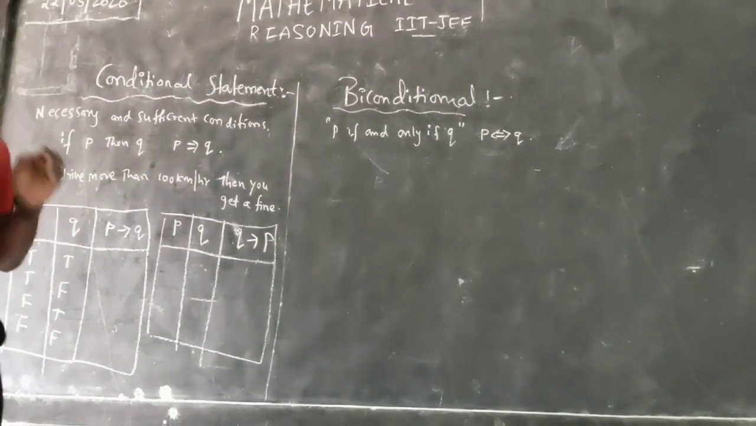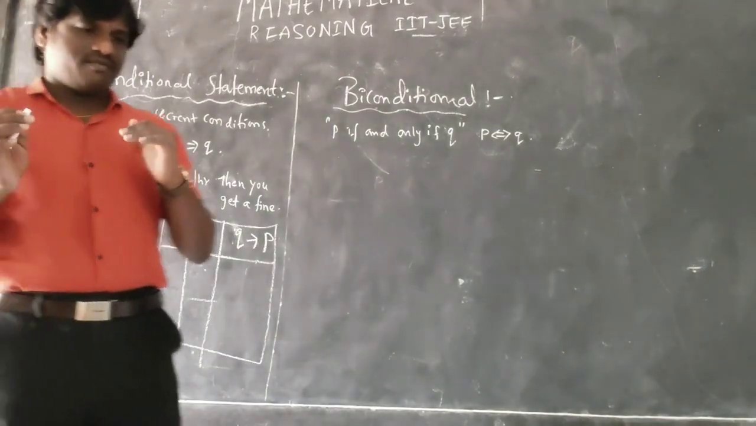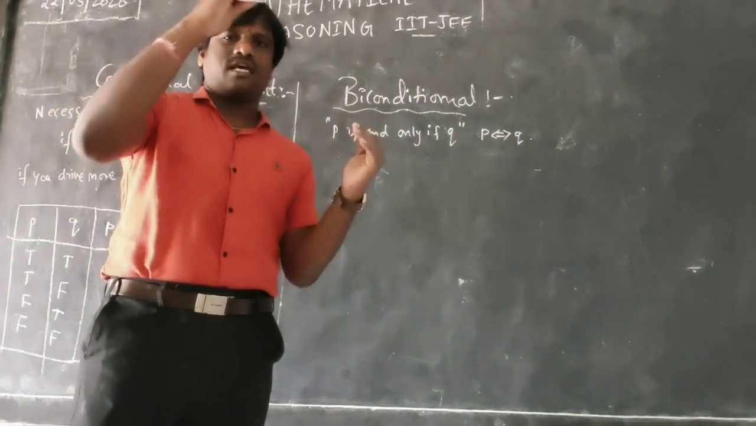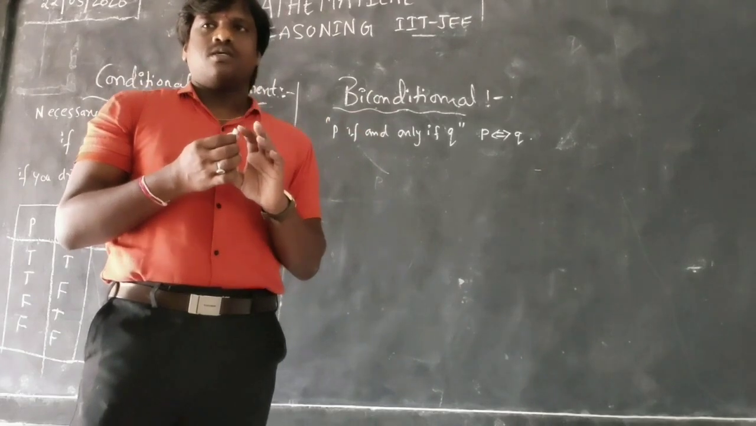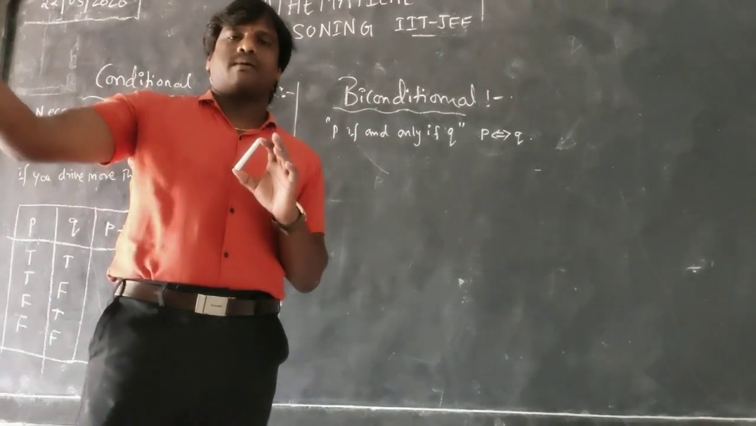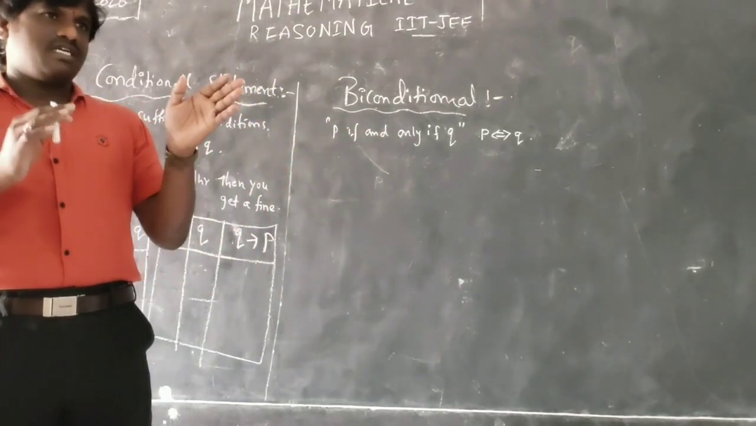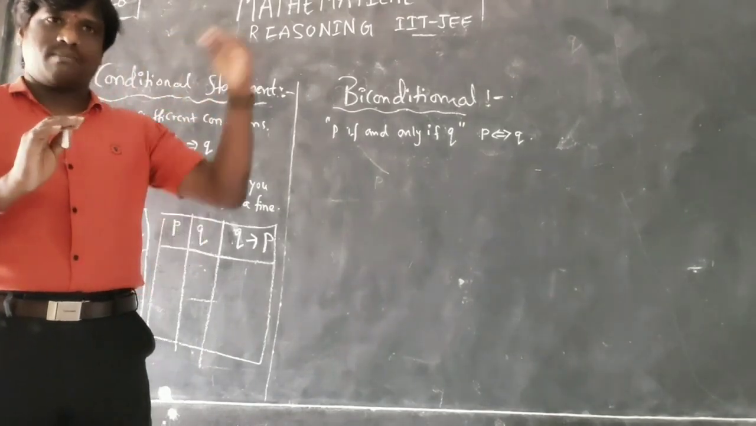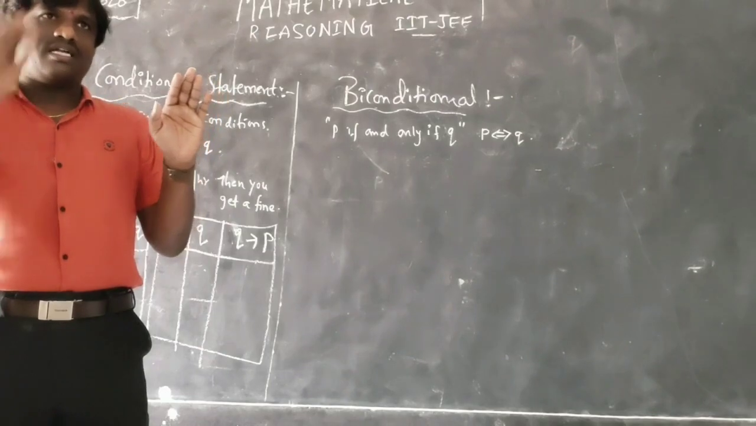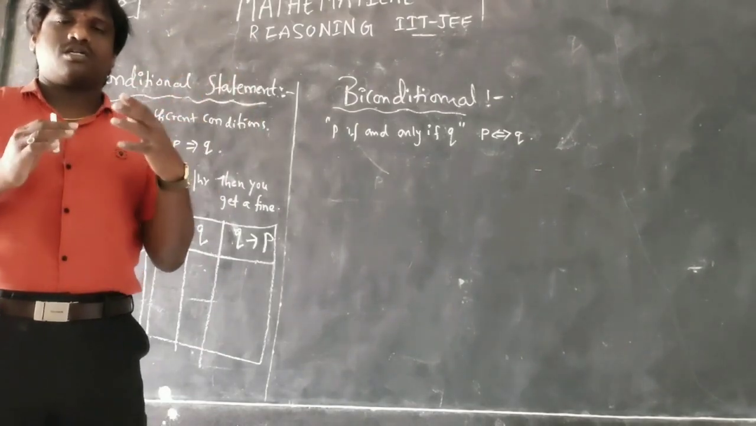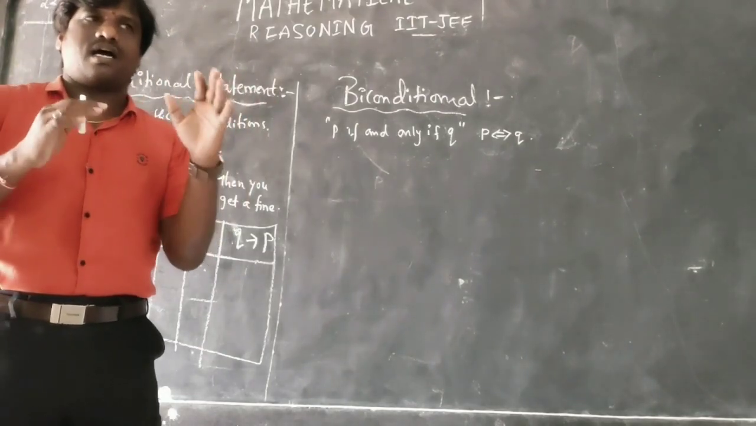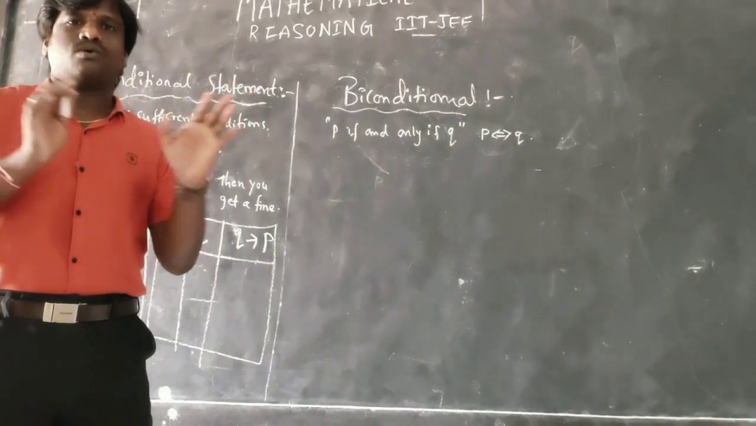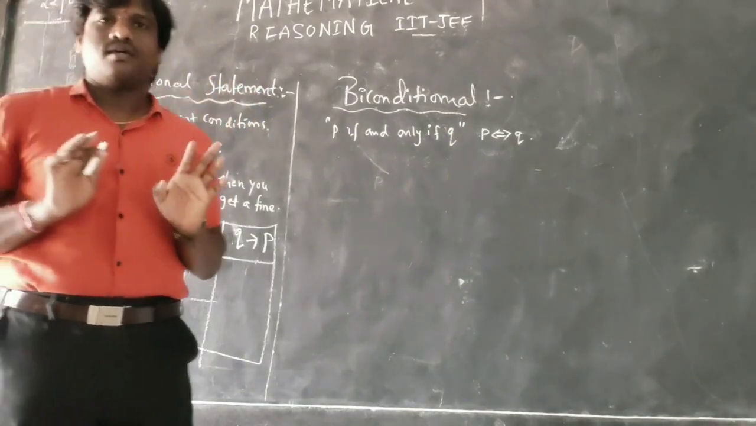Suppose you want to go to Shamshabad airport, Hyderabad airport, from some place. There is a condition that you have a bridge. On the bridge, you cannot cross more than 100 speed. If you cross more than 100 speed, you will get a fine.